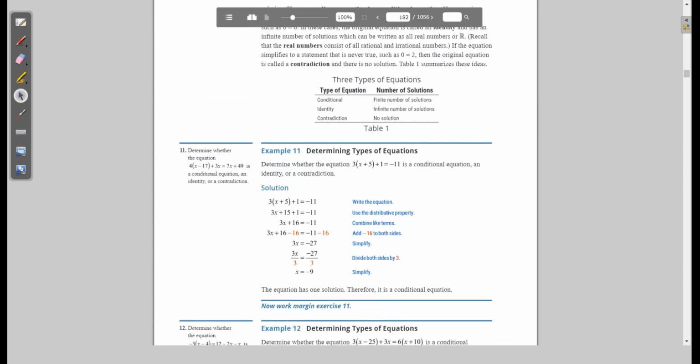If the equation simplifies to a statement that is never true, such as 0 is equal to 2, and again, something we'll probably see in this section, then the original equation is called a contradiction and there is no solution. Okay, so let's go ahead and see what we're talking about here.